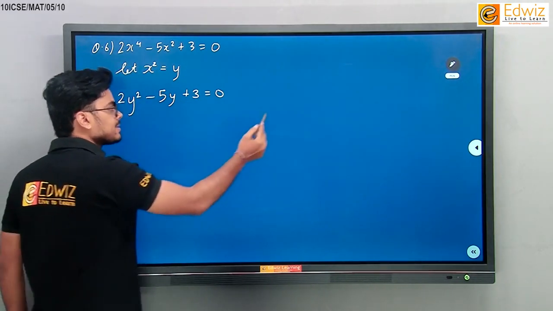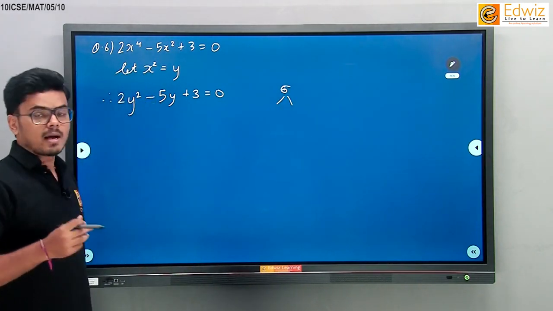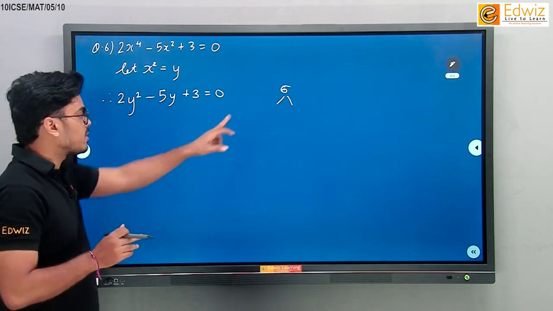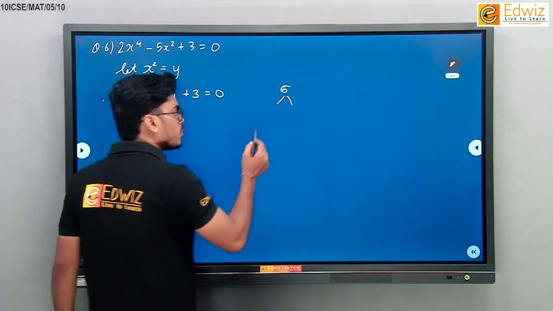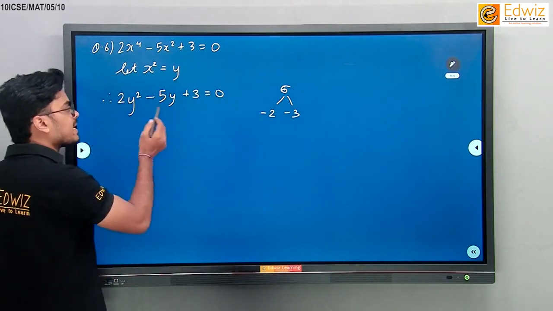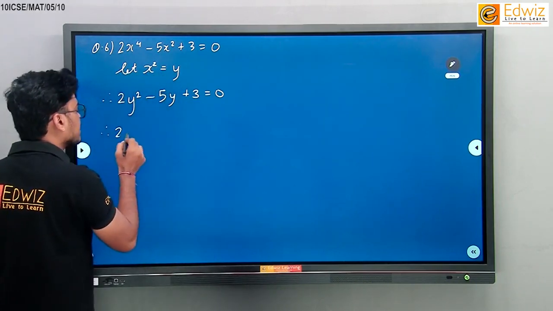So 2 3s are 6, I need two factors such that the addition of the factors will be minus 5. So I'm talking addition here because it is a positive number. So both the factors will be negative, minus 2 and minus 3, because we need minus 5 as their sum, right? So let us factorize using these two terms.